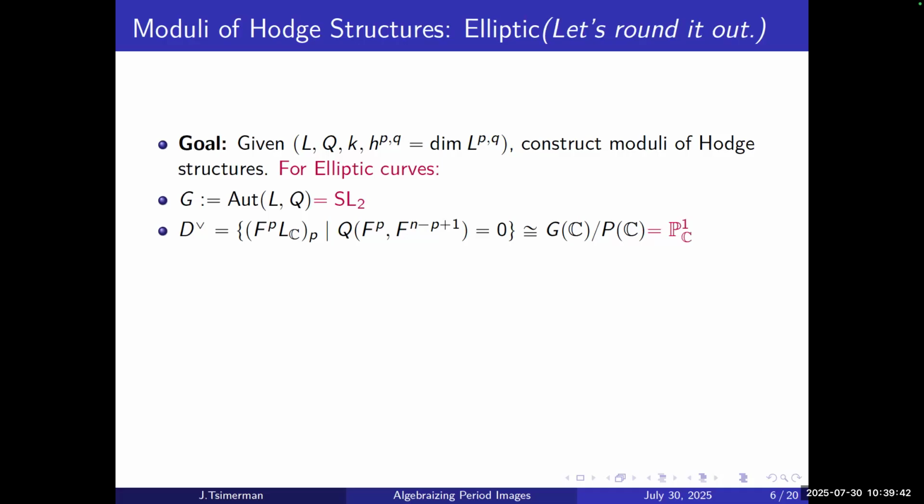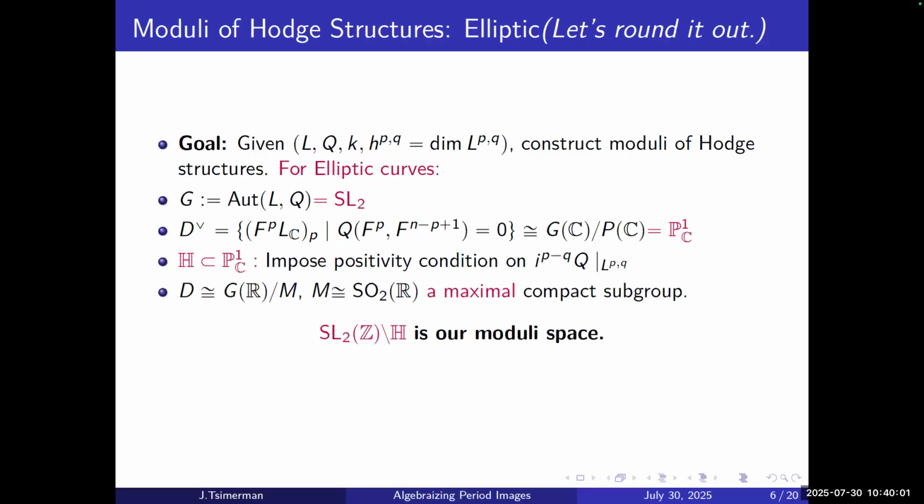Okay, so very concretely, let's just work things out for elliptic curves because it's more familiar in that setting. In that case, we're looking at rank 2. I should have written this down here, I apologize. A rank 2 Hodge structure of weight 1 with Hodge numbers 1, 1. So your G becomes SL2. Your space, the check D, just becomes the projective line. And, not surprisingly, your D just becomes the upper half plane inside the projective line. That's what you get with the positivity condition. In this case, your M is maximal compact. It's just SO2. And you get the usual parameter space H mod SL2(Z), which you can think of as lattices up to scale.